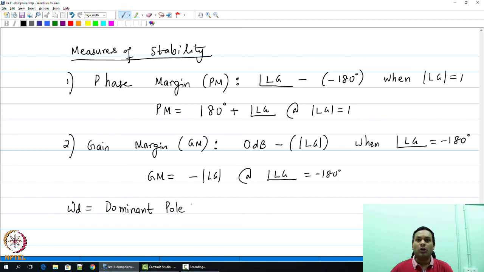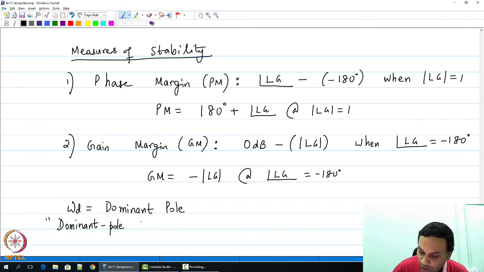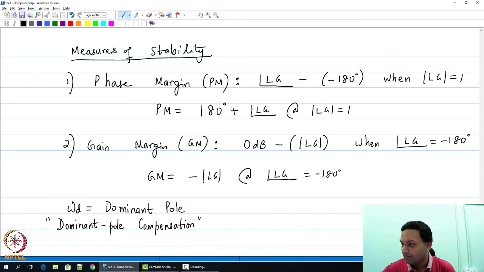Omega d is called the dominant pole because for a large range of frequencies it makes the system look like a first order system, and this particular way of making the system stable is called frequency compensation, and more specifically this particular way of compensating is called dominant pole compensation. This is one of the most commonly used ways to stabilize the feedback system.